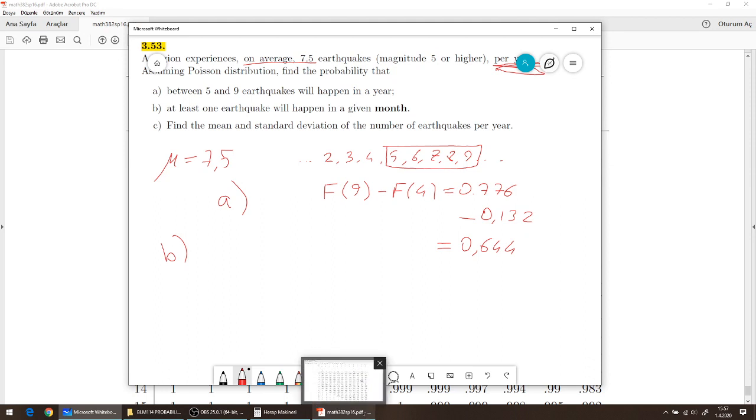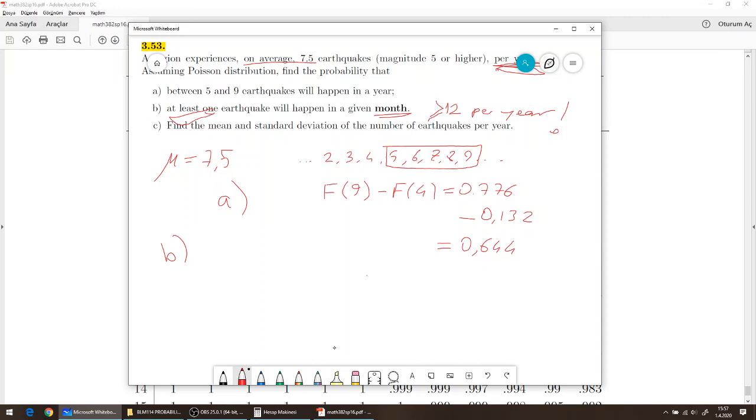At least one earthquake will happen in a given month. Yes, month is critical here, because at least one earthquake in a month means greater than 12 earthquakes per year. Yes, this is important. So, greater than 12. At least one. Is it included? Yes. Greater than or equal to.